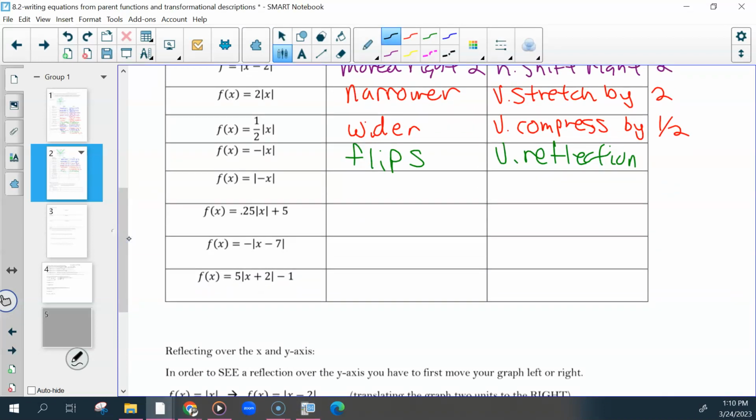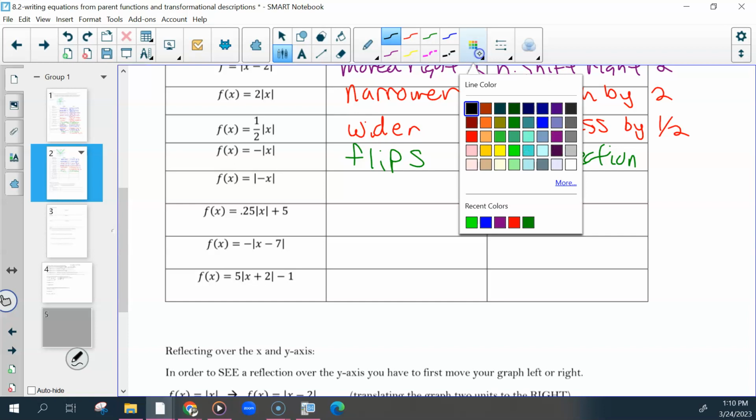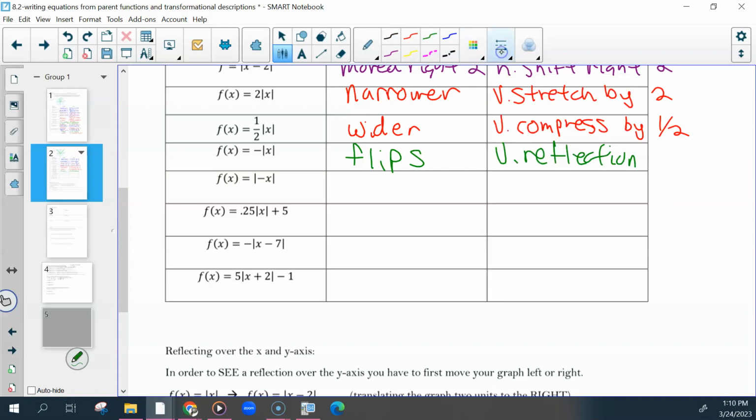So this would be, the change is really none. But it did horizontally reflect. So horizontal reflections are a little tricky, and we're going to do another example with that. Questions so far before we try some of the next ones? Did you have a question? Okay. All right. Try this next one.